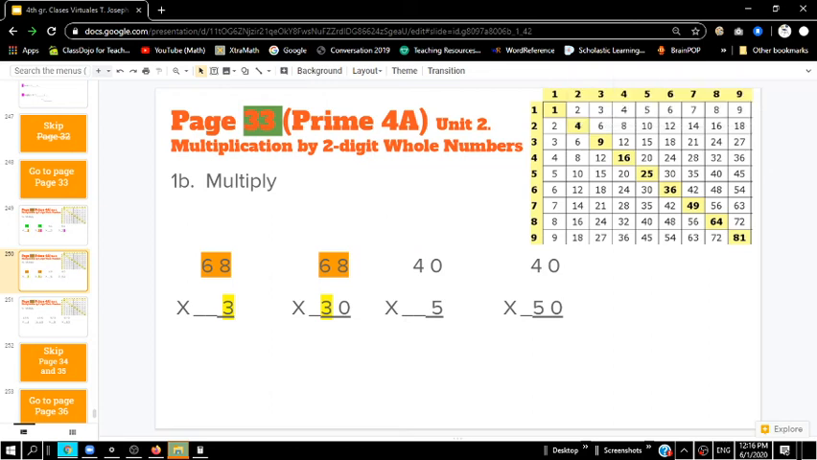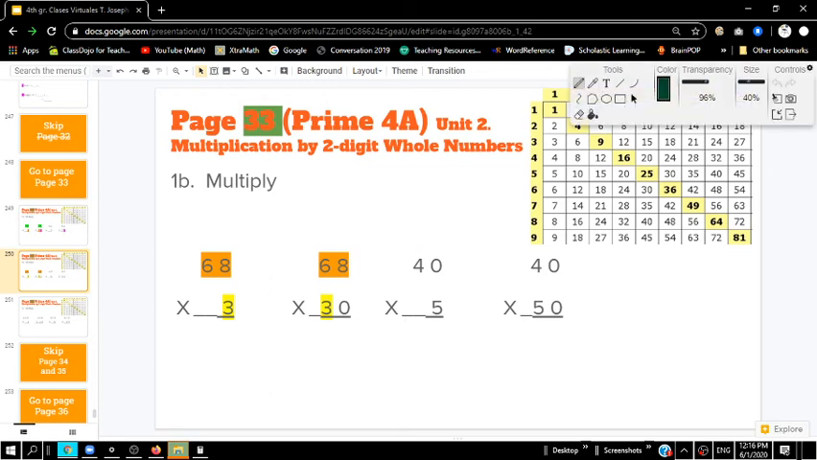Okay, hopefully you paused the video and you did these problems on your own. We're going to check our answers to make sure that they're correct. 8 times 3 is a normal multiplication problem. It's 24. Carry our 2. 6 times 3 is 18, plus 2 is 20. So 204 is our answer.